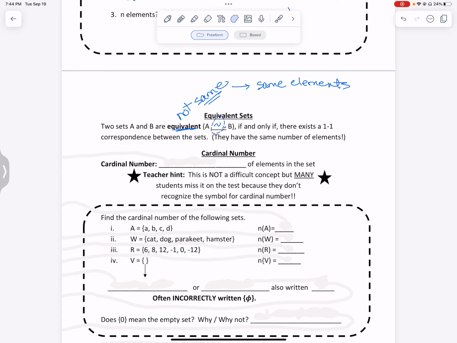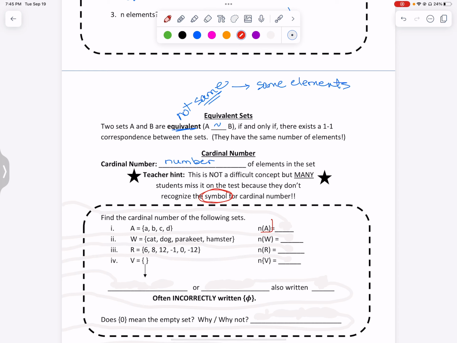Okay, here is a special word, cardinal number, and a cardinal number is the number of elements in the set. You count how many elements are in the set. This is a hint from the test. It's not a difficult concept, right? You just count how many elements are in the set and write down that number. But students miss it because they do not recognize the symbol for the cardinal number.